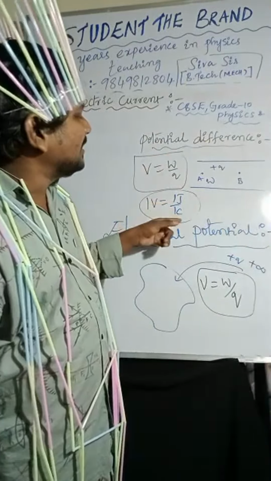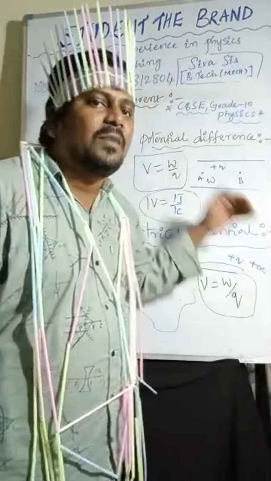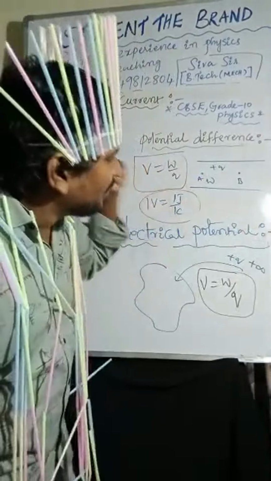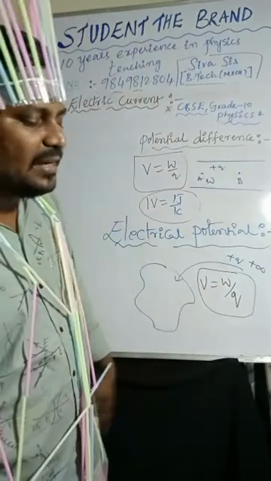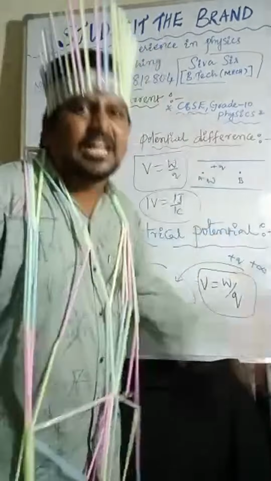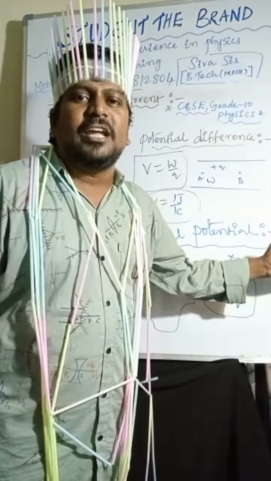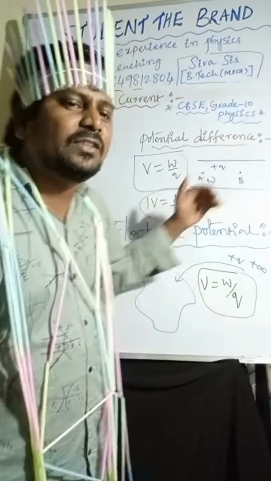Electrical potential is the work done to bring unit positive charge from infinity to the required field. Work done to bring unit positive charge from one point to another point is called potential difference.